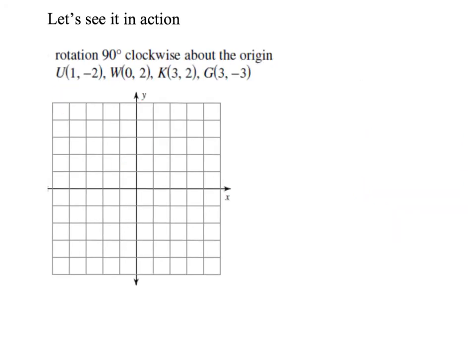Here's our final example. Again, I would challenge you to pause the video and attempt this before you see the explanation. I need to rotate this figure 90 degrees counterclockwise about the origin, and it gives me 4 points. So the first thing I need to do is plot each point. So here's our figure plotted on a graph. Almost looks like Nevada. I guess we drew the state of Nevada on a coordinate plane.